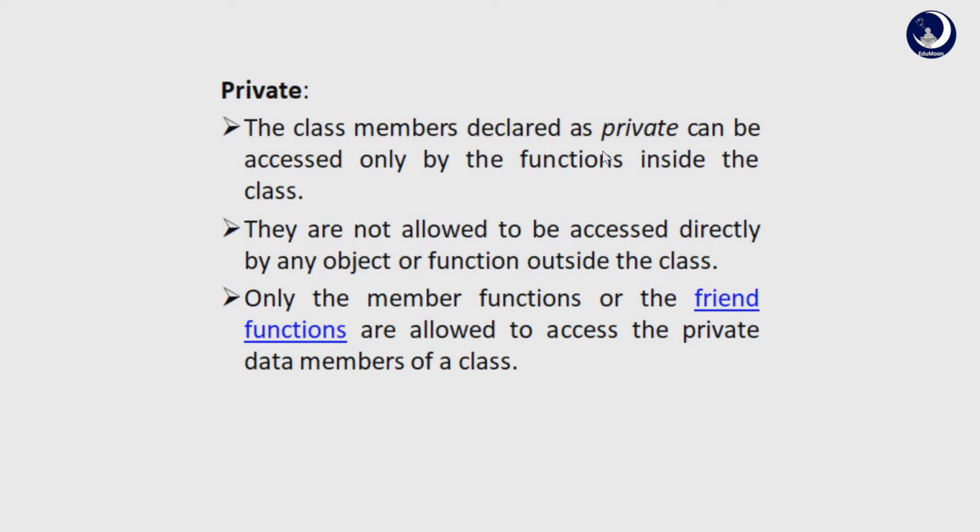Private: the class members declared as private can be accessed only by the functions inside the class. As I said, this is used mostly to protect the data, so they are not allowed to be accessed directly by any object or function outside the class. Only the member functions or the friend functions are allowed to access the private data members of a class. Suppose there is a case where, using the same class, you want to access the values of another class's private members. In that case, you will declare the original class as a friend of the other class. That is, the functions should be declared as friend functions.